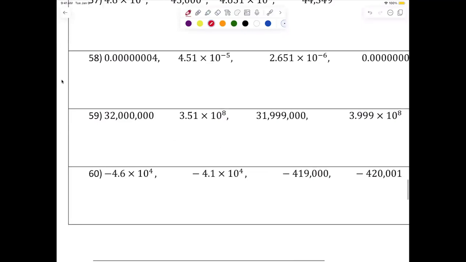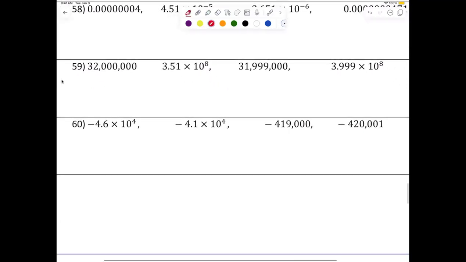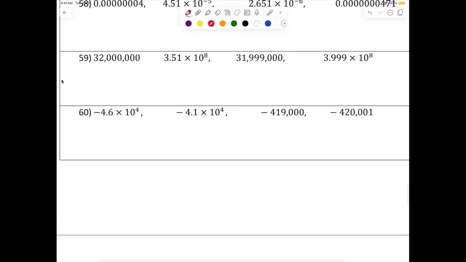Let's look at 60. To me, we should either write them all in scientific notation or write them all as numbers in standard form. In this case, I like to write in standard form. I think it's easier. Hopefully you agree with that. So how many places do I need to move the decimal here? 4 spots. So that's going to be how many zeros? It's negative 4, 6, 1, 2, 3. Anybody have a problem with that?